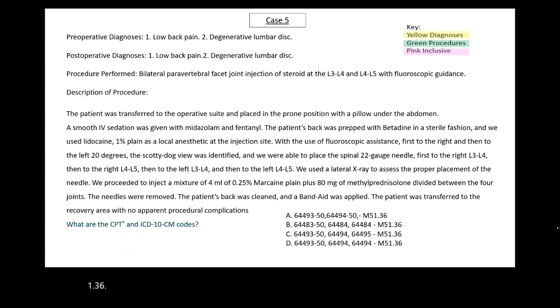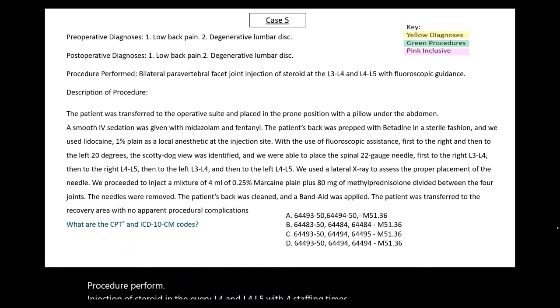Preoperative diagnosis: 1. Low back pain. 2. Degenerative lumbar disc. Postoperative diagnosis: 1. Low back pain. 2. Degenerative lumbar disc. Procedure performed: bilateral paravertebral facet joint injection of steroid at the L3, L4, and L4, L5 with fluoroscopic guidance.